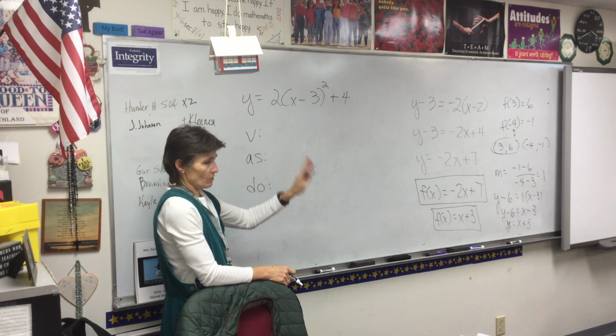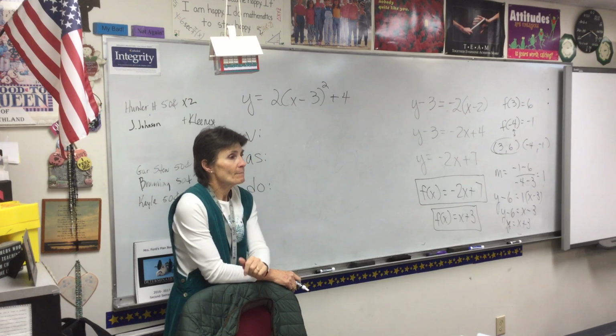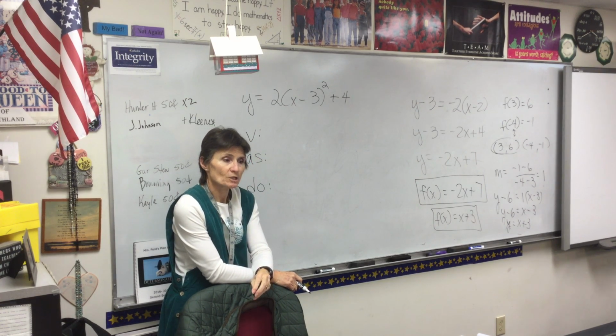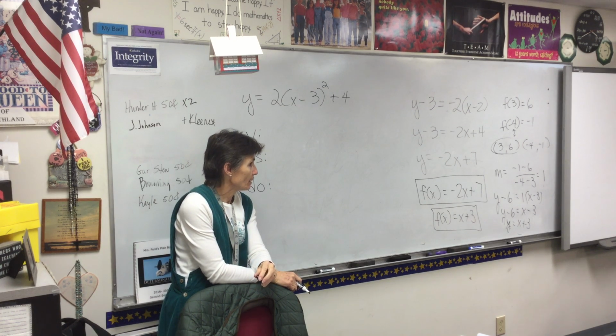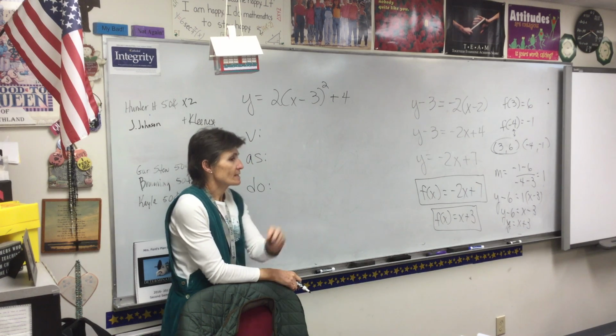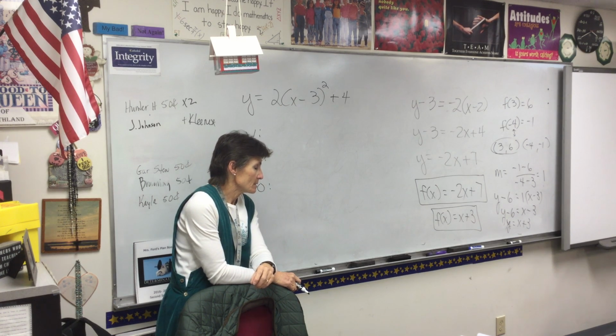So first of all, see that squared right there? That means this curve has what shape? Parabola. Anything that's squared is going to have a parabola. DO stands for direction of opening. Our quadratic functions, our parabolas, are either going to open up or down.